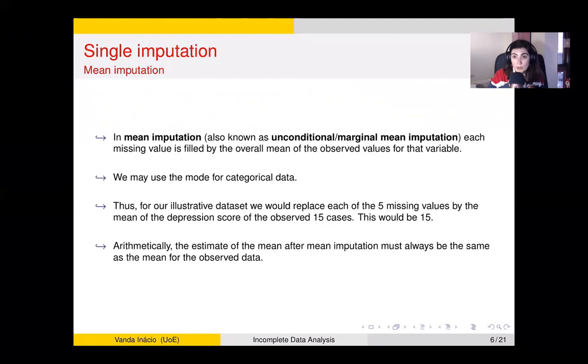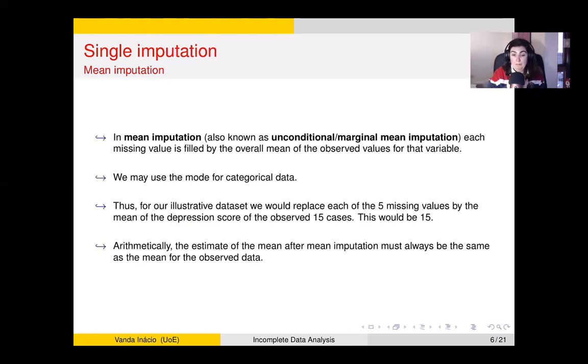So for our bivariate data set with pain and depression scores, we know that the depression score variable has missing values for 5 individuals, and if we compute the mean of that variable for the 15 individuals that have observed measurements, we obtain that the mean is 15, and so we replace the missing values on the depression score variable by 15.